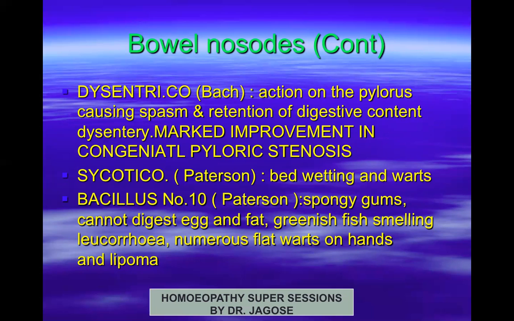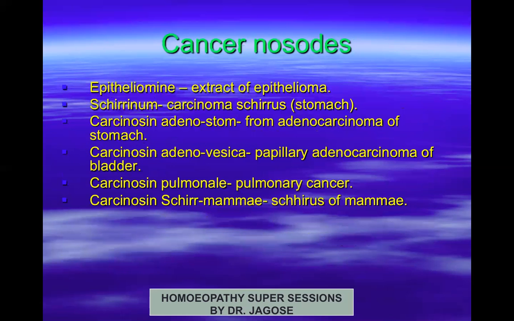You are giving the constitutional remedy. You have given many remedies, but there's no response. So in such cases, also think of Psychotico. It gives you good results. Bacillus number 7 could be used for spongy gums, cannot digest egg and fat, greenish fish-smelling leukorrhea, numerous flat warts on the hands, and useful for lipoma also.